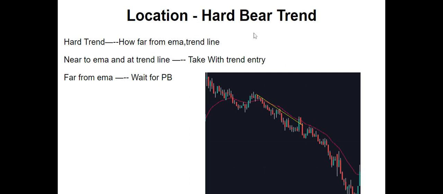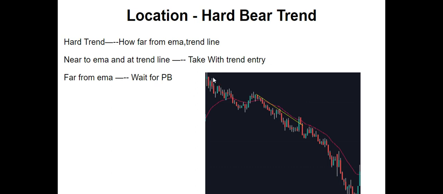Next, hard bear trend. Here the same rules. If it's a hard trend, look at how far it is from the EMA and the trend line. Then if it is near the EMA and at the trend line, take a with-the-trend entry. In this case, this is a bear trend entry. Okay, if it is far from the EMA, wait for a pullback.